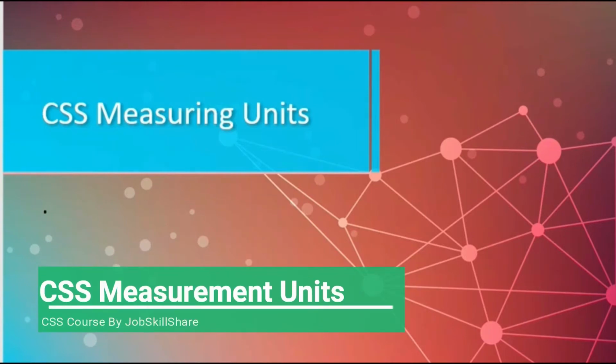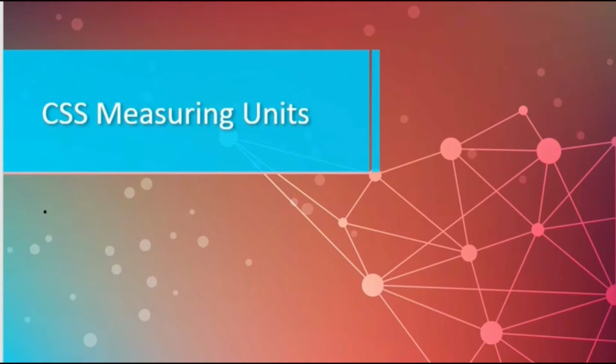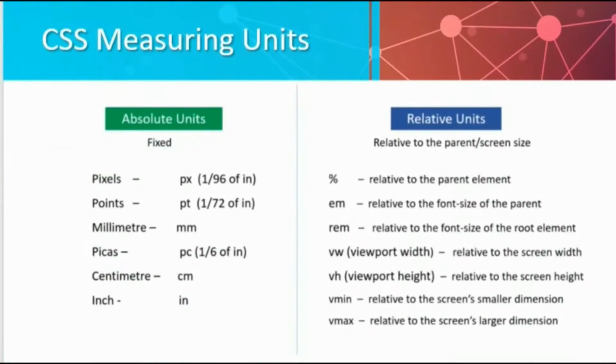We have various different options of units to select, and these units can be broadly categorized into absolute units and relative units. Absolute units are the fixed units. That means the values do not change with respect to the screen size or with respect to the parent element size. On the other hand, the relative units do change with respect to the change in the screen size or change in the parent element size.